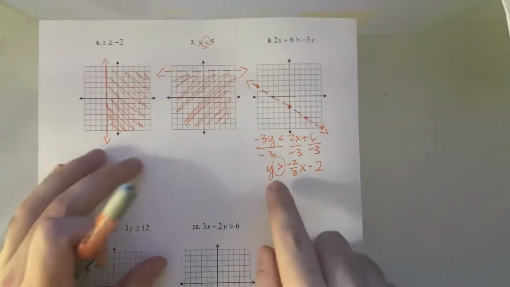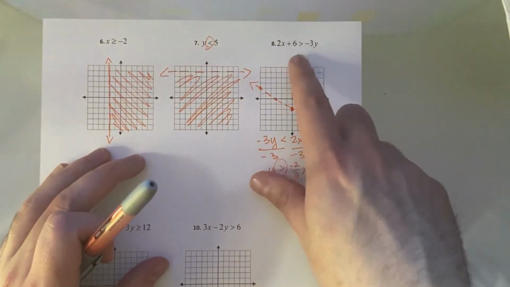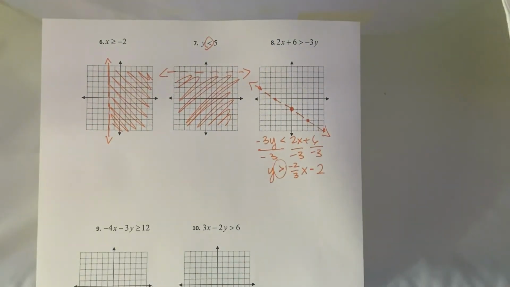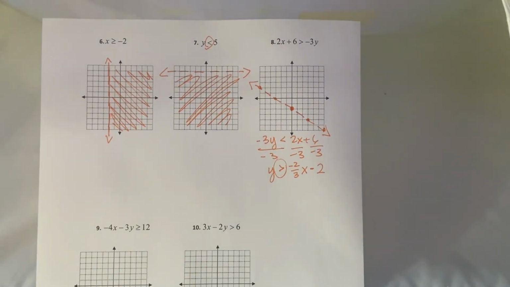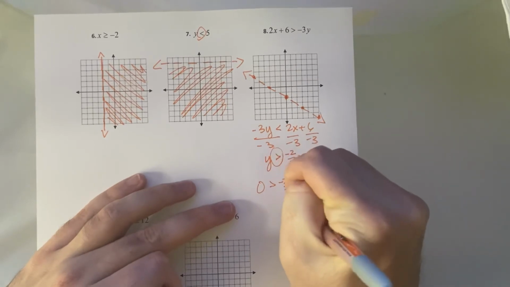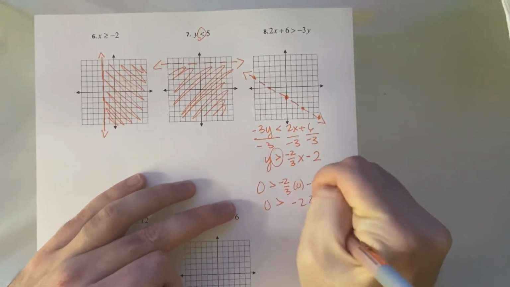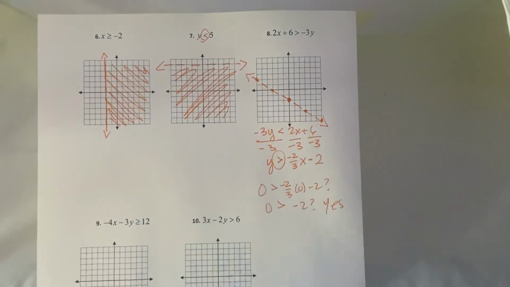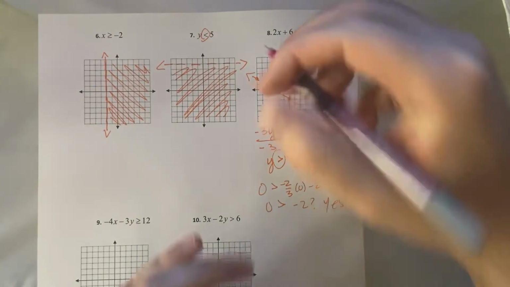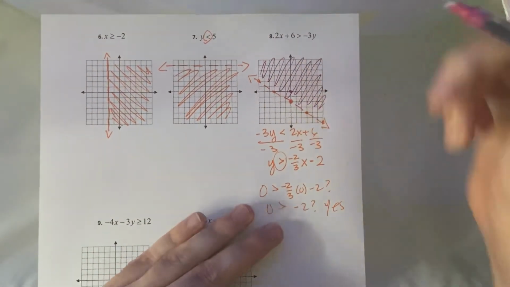Now, I'm looking at the direction of the inequality when I'm done, if I'm going to use the coin trick, or plug in. You can also do it at the beginning, you just have to be careful. Let's plug in 0, 0. Is 0 greater than -2/3 times 0 minus 2? Well, 0 greater than -2? Yes, which means 0, 0 is in the solution, which is here, so I will shade above the line.